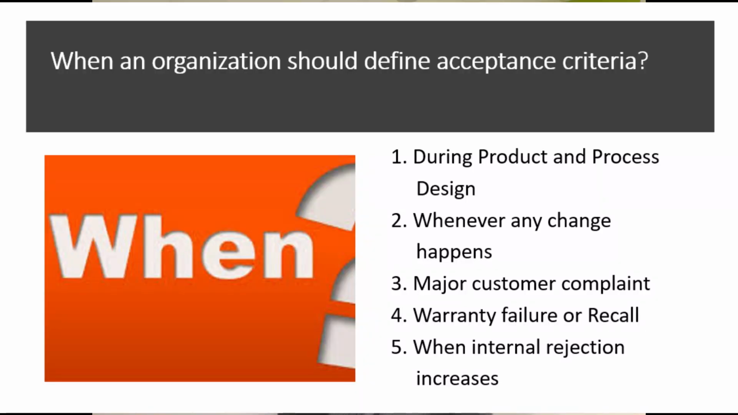So that brings point number 3: what are the different stages when an organization can define acceptance criteria. Those stages can be new product development, when any major rejection comes, maybe some recall or warranty, maybe when internal rejection is increasing, or maybe when the organization feels that the cost of poor quality is going high. So that can be a reason to review the acceptance criteria.